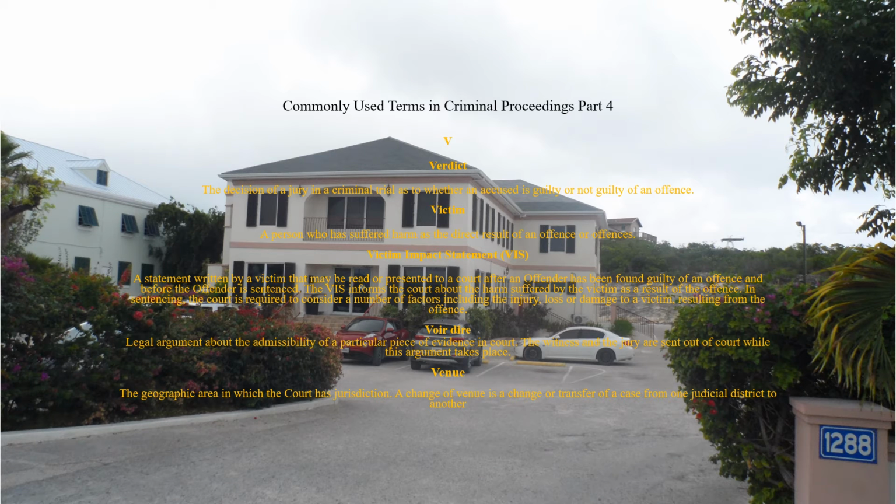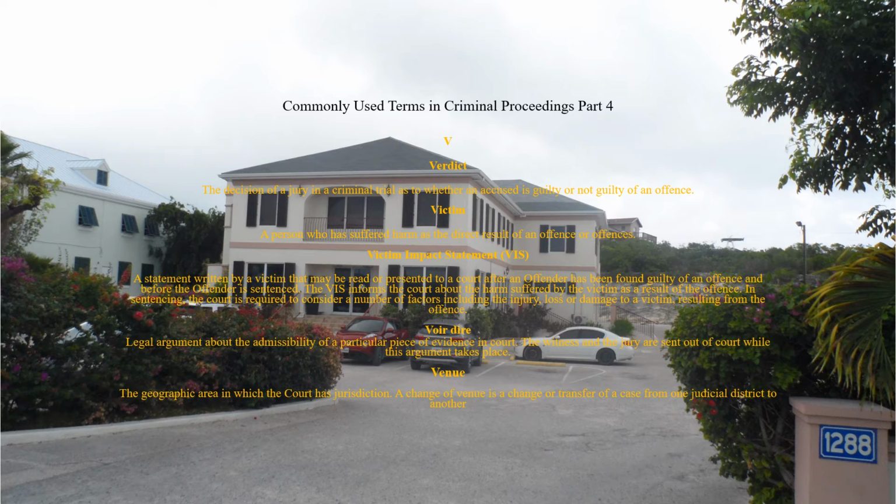Now we continue with commonly used terms in criminal proceedings. Now we move to terms beginning with the letter V. The term I would like to discuss is verdict, and this is a decision of the jury in a criminal trial as to whether an accused person or a defendant is guilty of or not guilty of the offense charged.